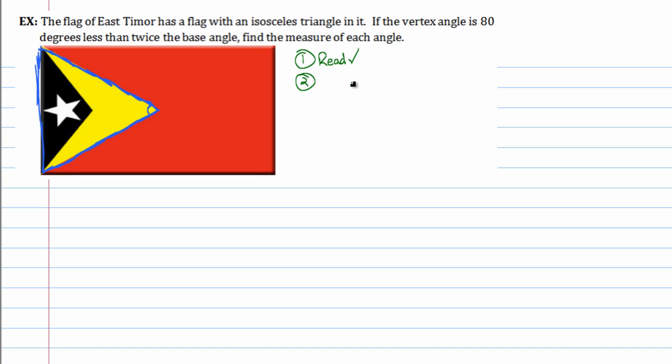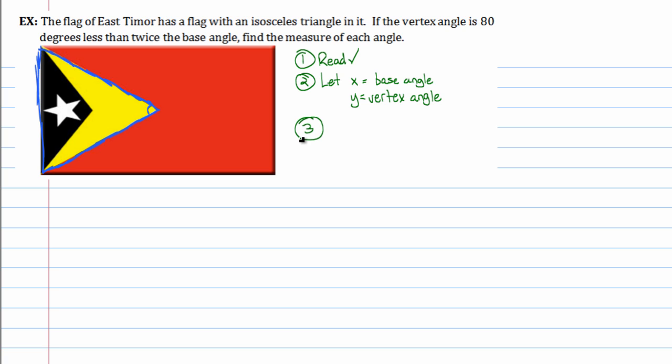Second thing is you label your unknowns. So the thing I don't know here is I really don't know three angles, but two of them are the same. So I'm going to let x equal the base angle and y equal the vertex angle. Those are the two things I don't know. Once I know base angles and vertex angles, I'm done.